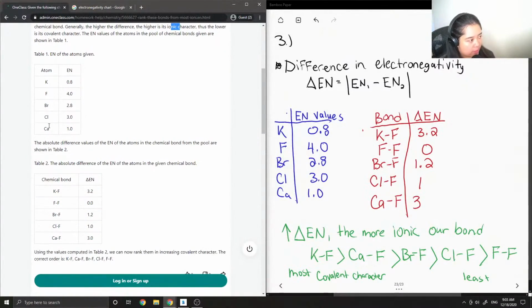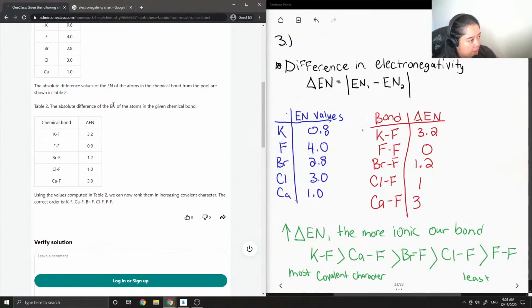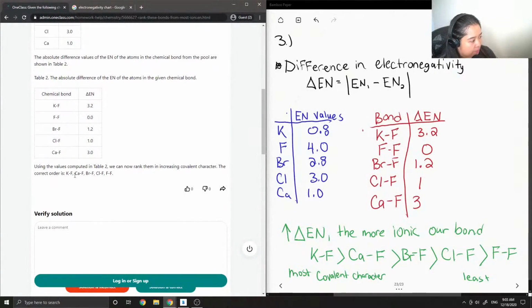The electronegativity values of the atoms in the pool of chemical bonds given are shown in Table 1. So here they also just have the electronegativity values of all of their atoms. And then the absolute difference of the electronegativity of the atoms in the chemical bond from the pool are shown in Table 2. So then they also just have all the differences between them. Using the values computed in Table 2, we can now rank them in increasing covalent character. The correct order is potassium fluorine, calcium fluorine, bromine fluorine, chlorine fluorine, and then fluorine fluorine.